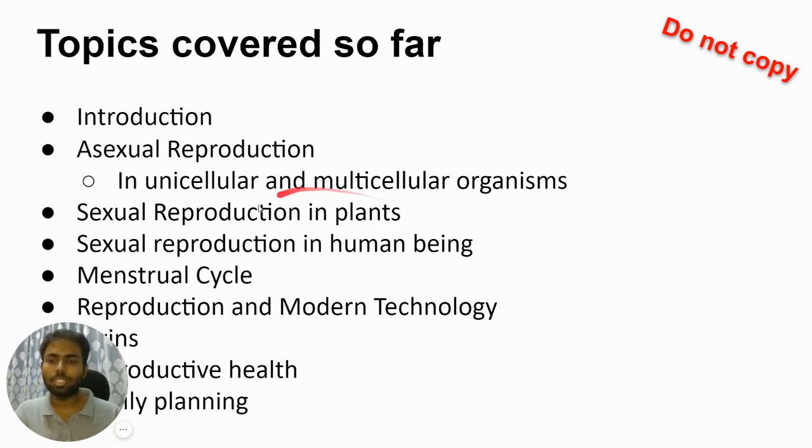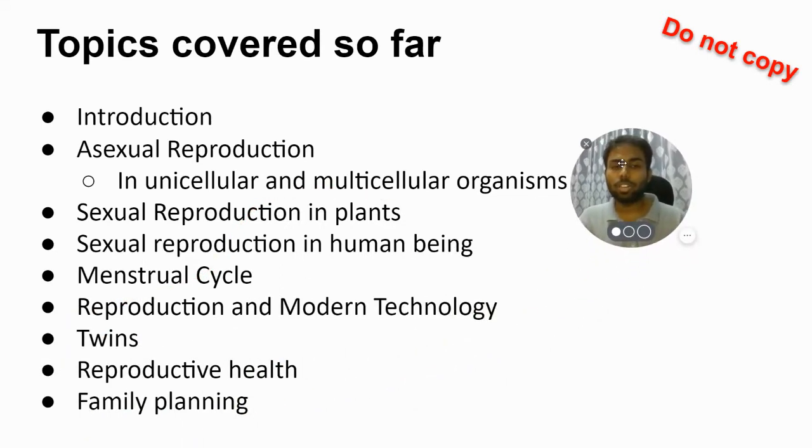Next, reproduction and modern technology. There are three modern technologies. Do you remember the names of all three? Do you remember the process of all three modern techniques used in reproduction for couples who cannot have babies?